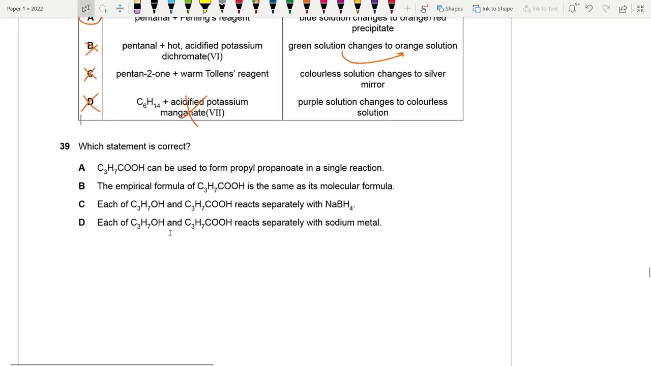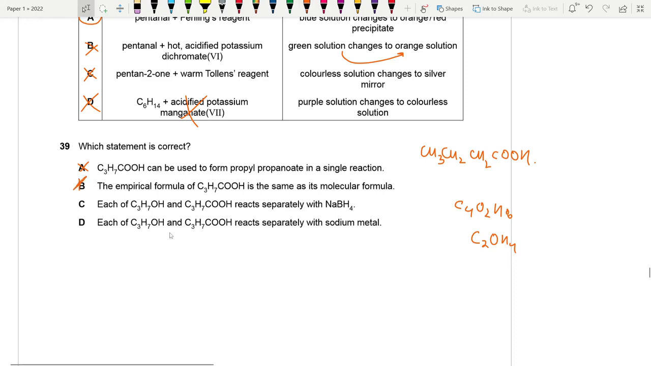39. Which statement is correct? C3H7CHO can be used to form propanoate in a single reaction. CH3CH2CH2CHO. Not really. How? It can't. It's not possible, okay? It's impossible. The empirical formula of this is the same as the molecular formula. Let's see. It's C4O2H8. No, it can be simplified to C2OH4. So B is wrong.